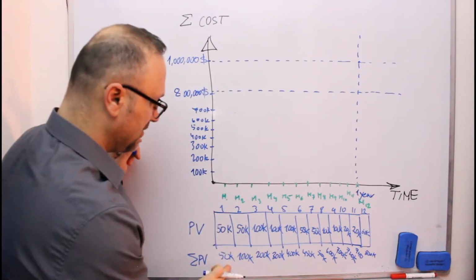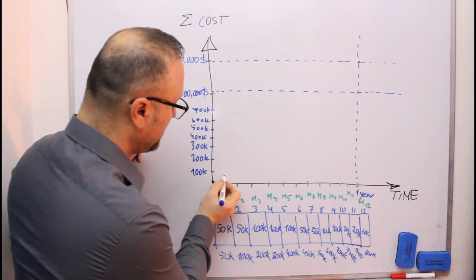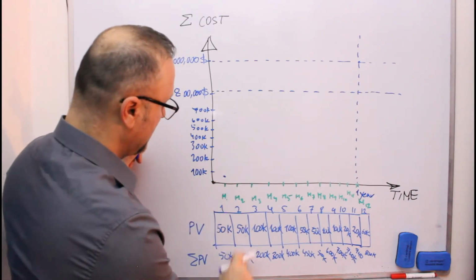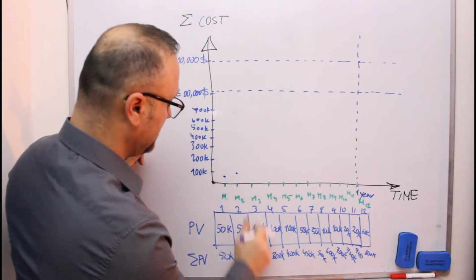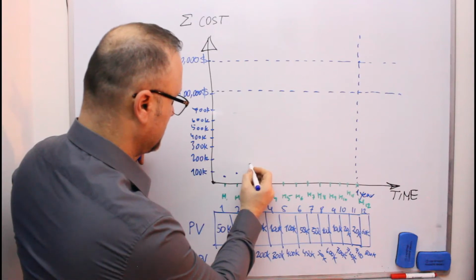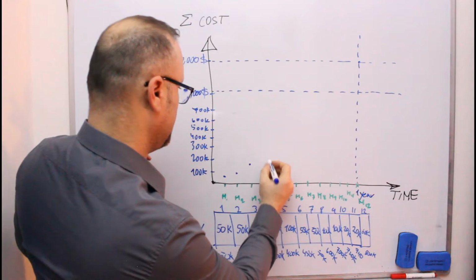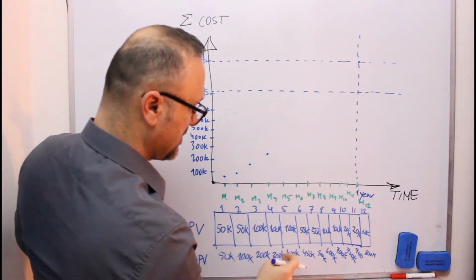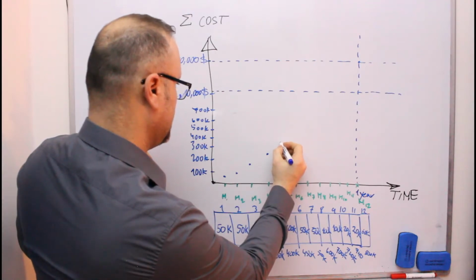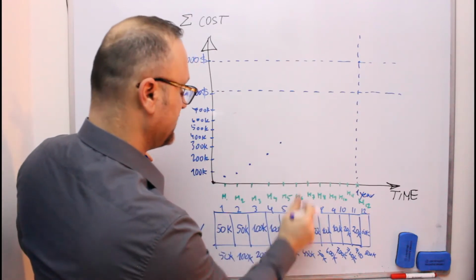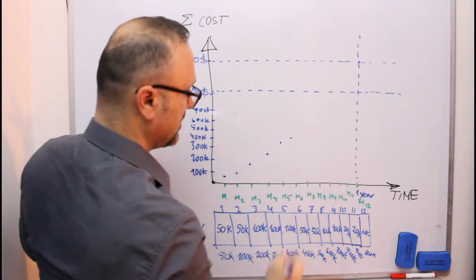So if I say, okay, in the first period I have 50, so I am over here. In the second period I have 100, okay, I am over here. And the third one I have 200, so I am almost here. 300 in number 4, so it's almost here. 400 in number 5, it's here. 450 number 6, it's something around here.